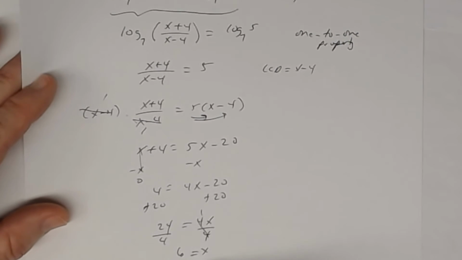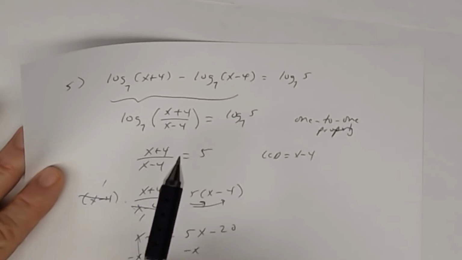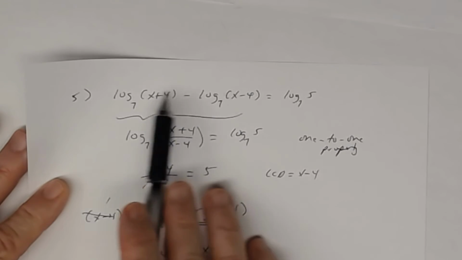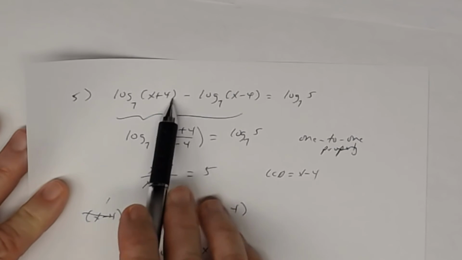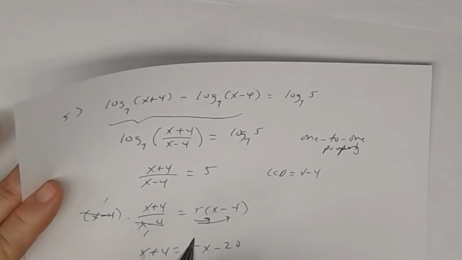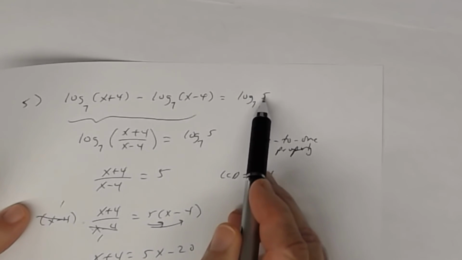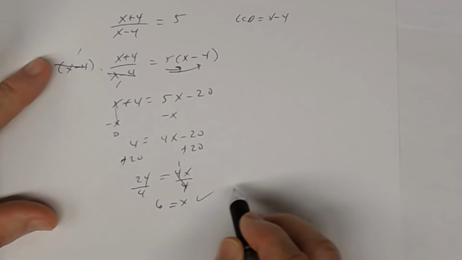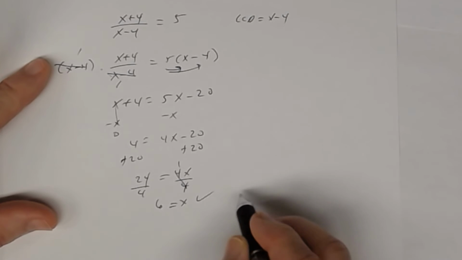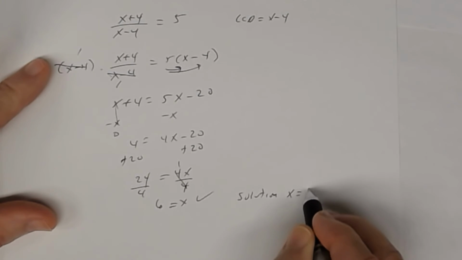All right, so you got to check that though. Make sure that when x is 6, my argument is positive. So you always go back to the original. 6 plus 4 is 10. 10 is positive. 6 minus 4 is 2. 2 is positive. And notice you didn't have to do this one because there's no variable here. That's always positive. 5 is always a positive number. So this works. So the solution, that's a little check mark. The solution is x equals 6.